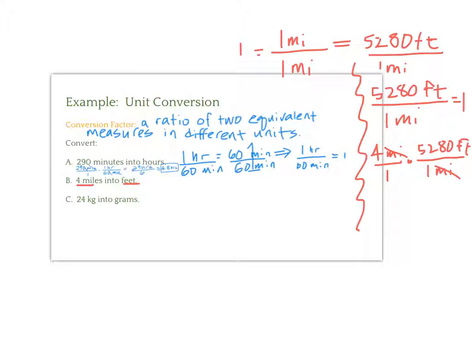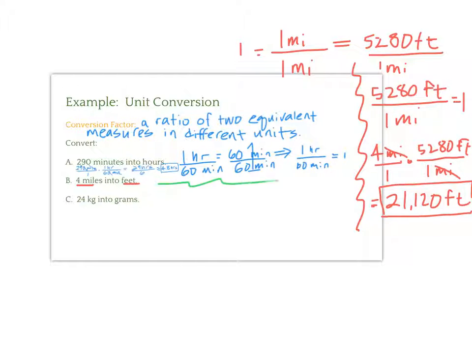So what I'm really going to do is multiply 4 times 5,280 feet. That equals 21,120 feet. So 4 miles is exactly 21,120 feet. Next, let's convert 24 kilograms into grams.